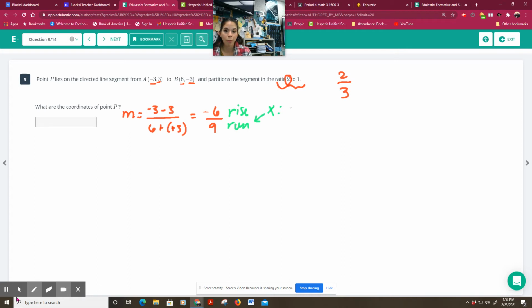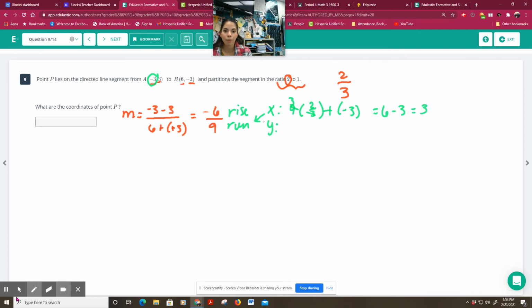Rise over run. All right, so x has to do with the run. That's the horizontal movement. It's a 9. I have to take 2/3 of that and add it to the x value of my starting point, which is a negative 3. 3 goes into 9 3 times. 3 times 2 is 6. 6 minus 3 is 3.